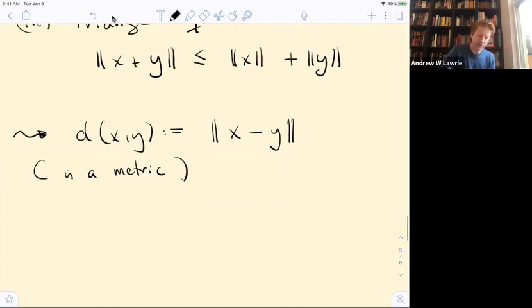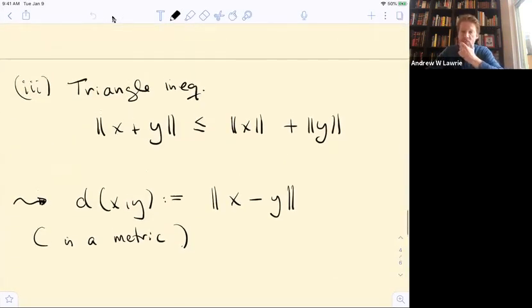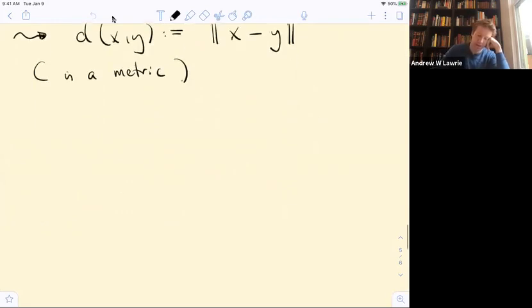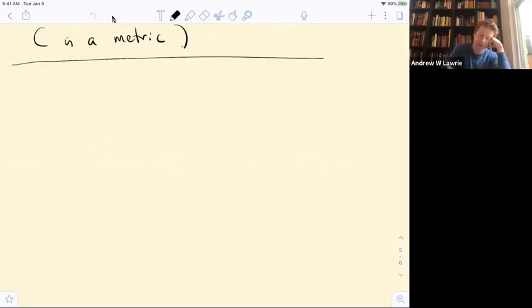Okay, so more examples. Any questions at this point, maybe? I'll give a couple more examples, ones that will be most relevant to our discussion. So, examples.